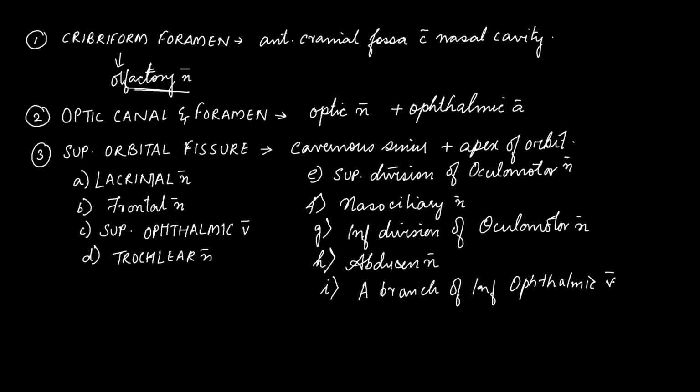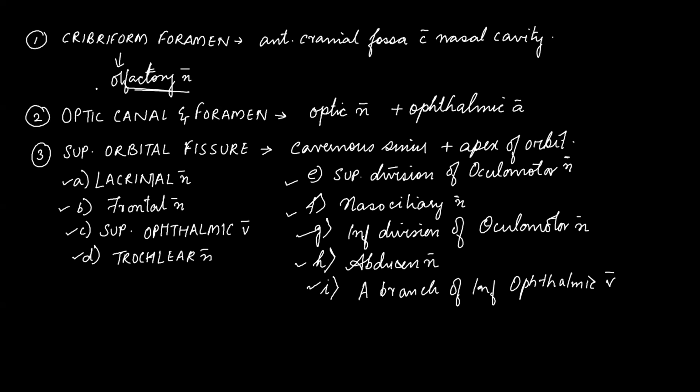These are the structures that are passing through the superior orbital fissure: lacrimal nerve, frontal nerve, superior ophthalmic vein, trochlear nerve, superior division of oculomotor nerve, inferior division of oculomotor nerve, nasociliary nerve, abducens nerve, and a branch of inferior ophthalmic vein. So these are the structures that are passing through superior orbital fissure.